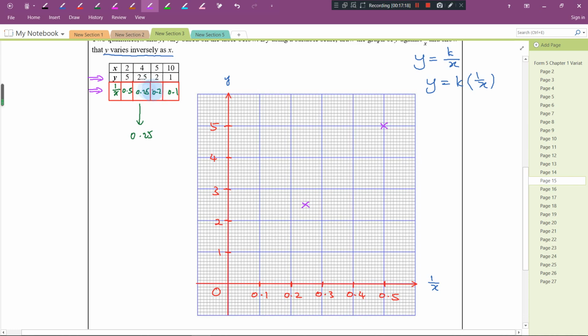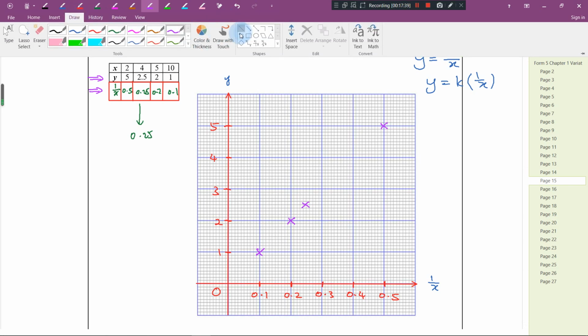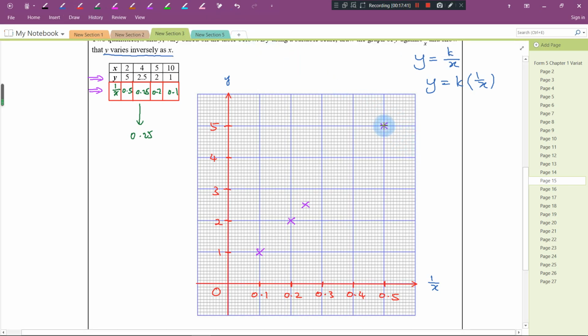So when the value of 1 over x is 0.2, the value of y is equal to 2, which is over here. Let's plot the last point. When the value of 1 over x is equal to 0.1, the value of y is equal to 1. It's over here. Next thing, we just take out our ruler, connect all these points together. This is a straight line and passing through the origin, right? Now we can make a conclusion.